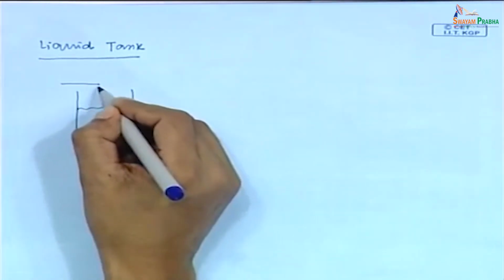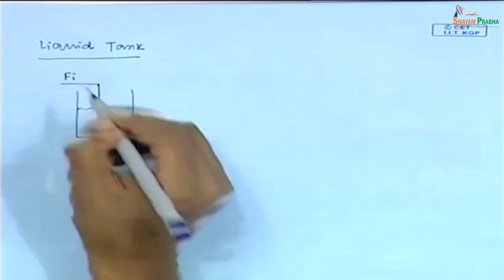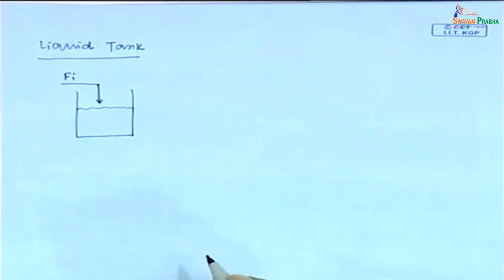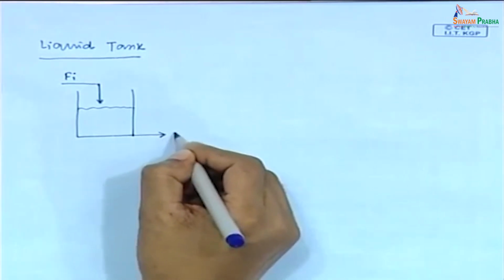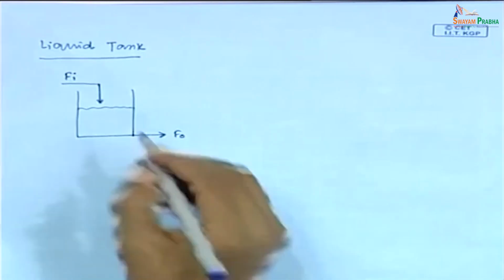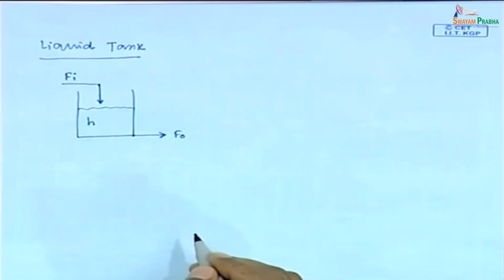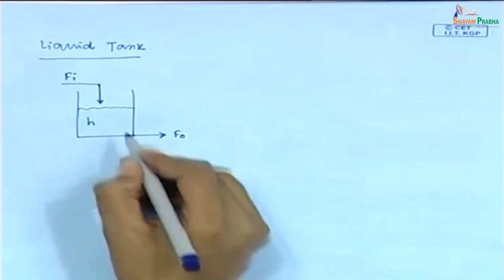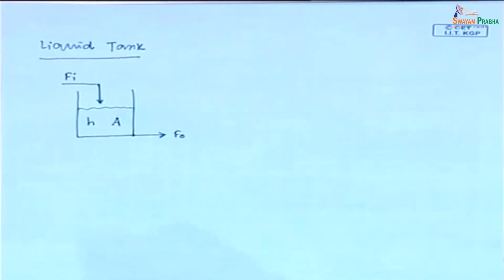The input stream has the flow rate of Fi, and the outlet flow rate is, suppose, F naught. The liquid in this tank has the height of H and the cross sectional area of this tank is A. Now, this is a simple liquid tank system.